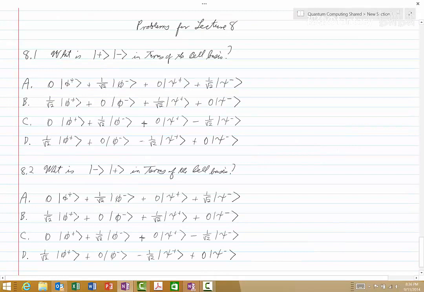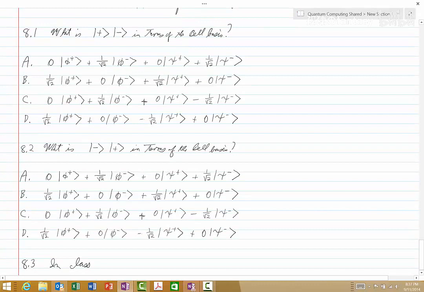So for the problems for Lecture 8, we'll just have two relatively straightforward problems. What is plus minus in terms of the Bell basis? And you have these choices. And what is minus plus in terms of the Bell basis? And the same choices. And 8.3 will be given in class. And just to make sure you understand these choices, in each case we have the phi plus ket, here's the phi minus ket, psi plus, psi minus. I believe everything here is fairly legible. So that's it for the problems for Lecture 8, and good luck.